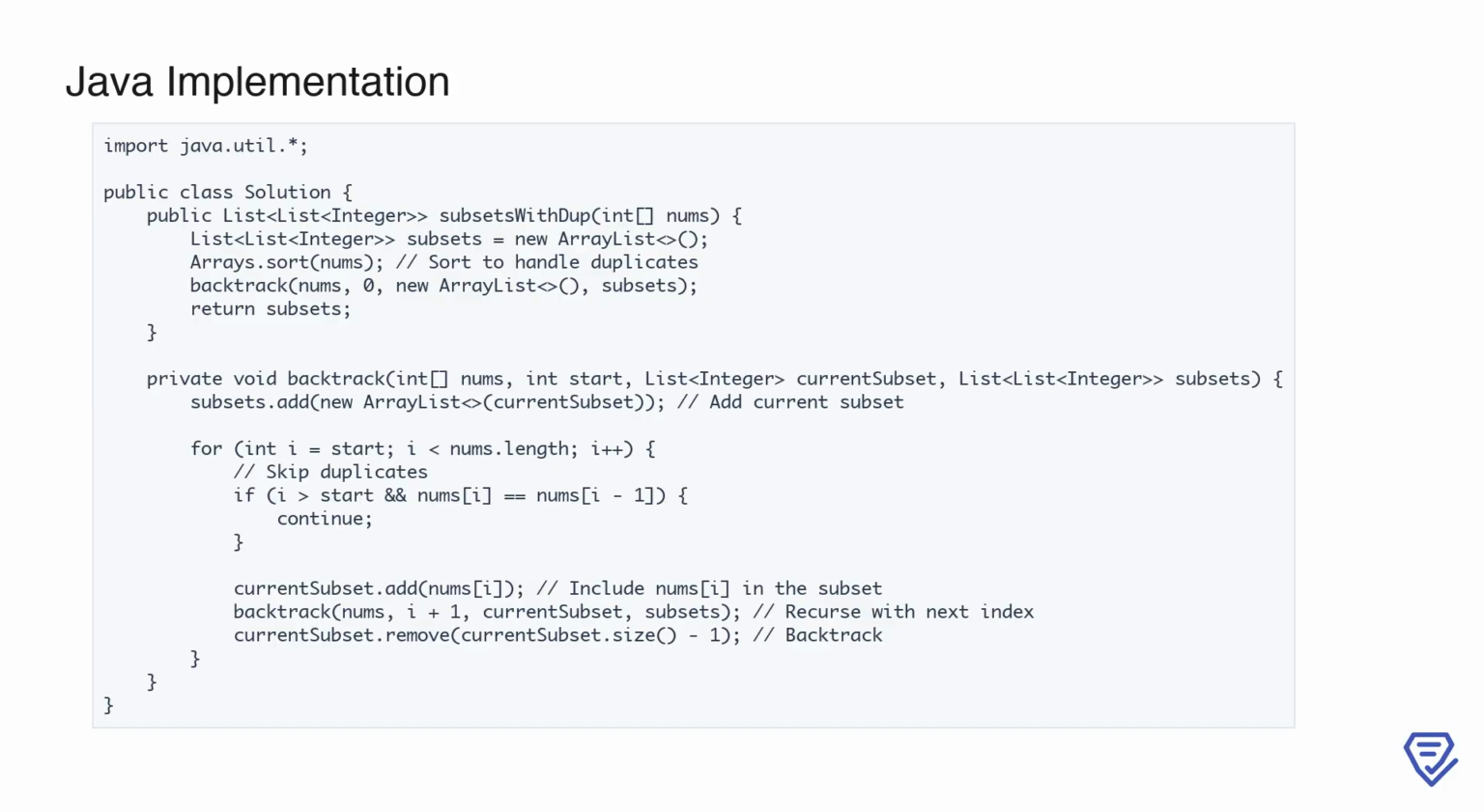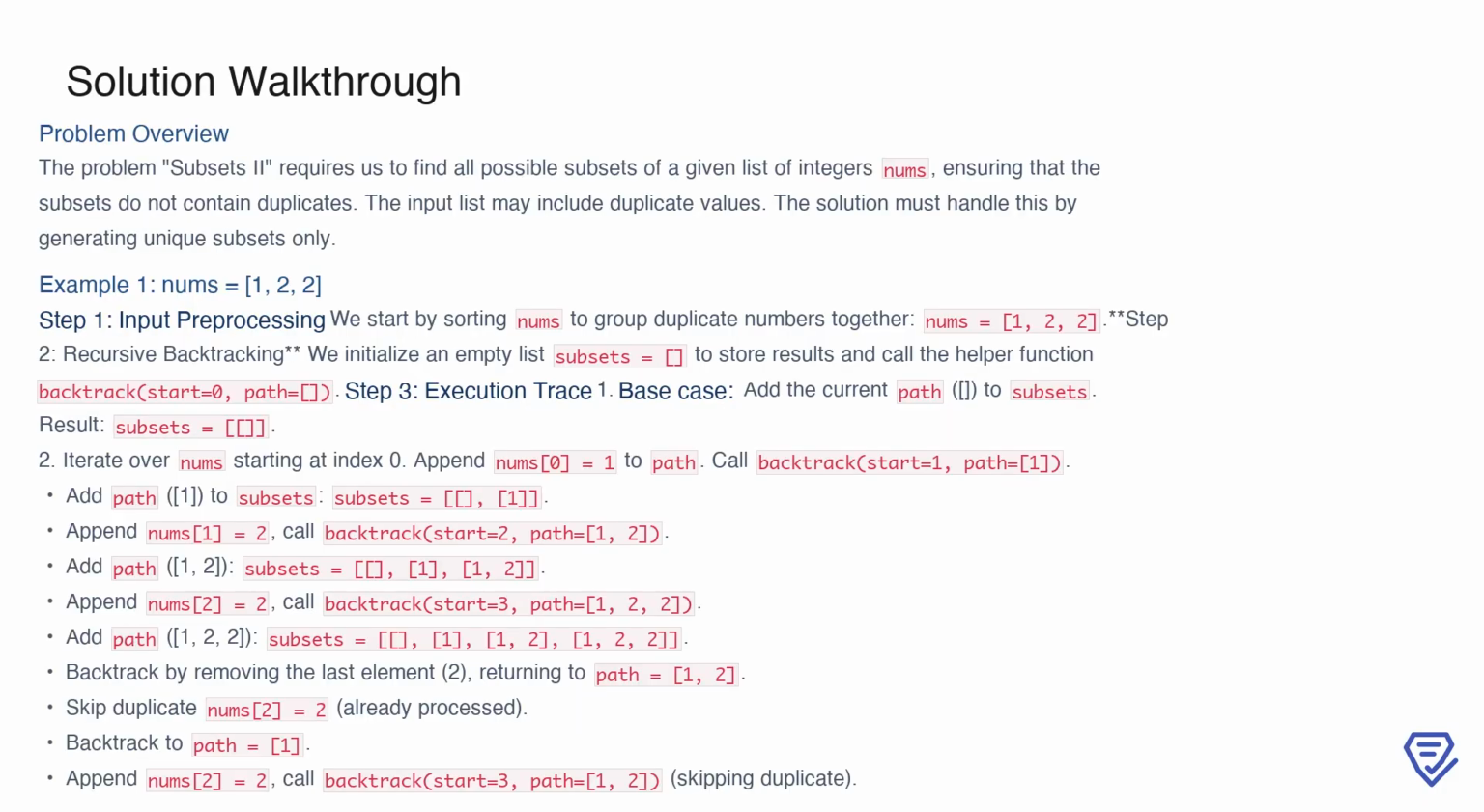The problem Subsets 2 challenges us to find all possible subsets of a given list of integers while ensuring that these subsets are unique, even when the input list contains duplicates. To handle duplicates effectively, we first pre-process the input by sorting the array, which helps group identical numbers together. For example, if the input is nums equals [1, 2, 2], sorting gives us nums equals [1, 2, 2].